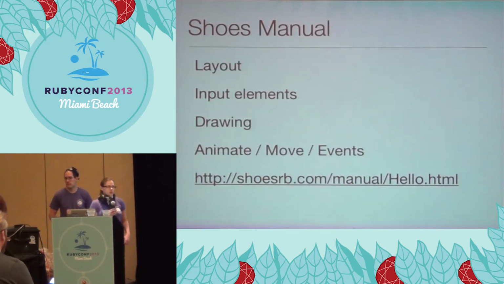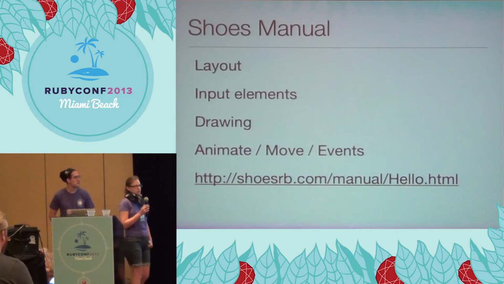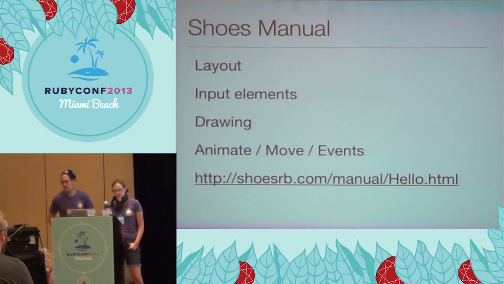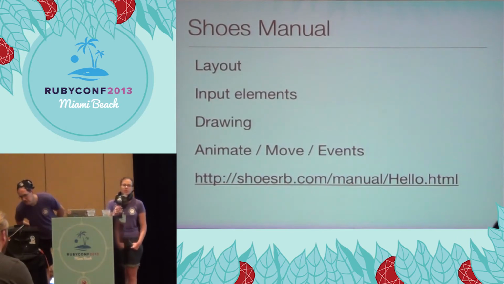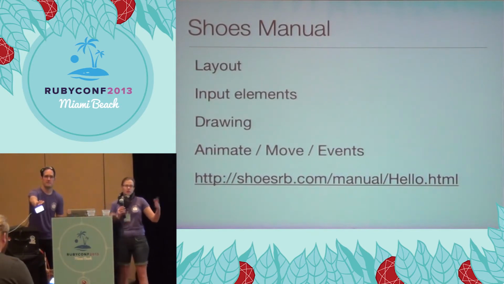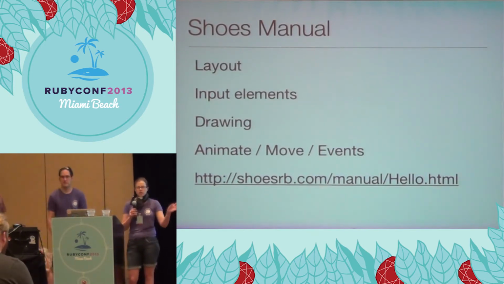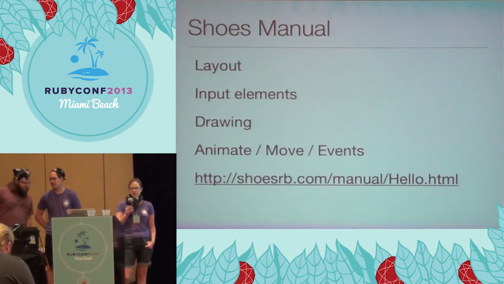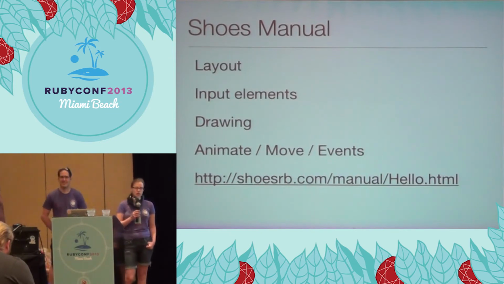So there's a Shoes manual online, which has been for the previous Shoes versions. And so you can read a lot more about a lot of the things that are provided by Shoes. There's basic layout, so how do things lay out on the screen? Do they stack? Do they flow? There's a variety of input elements that are provided: buttons, radio and checkboxes, text fields, things like that.